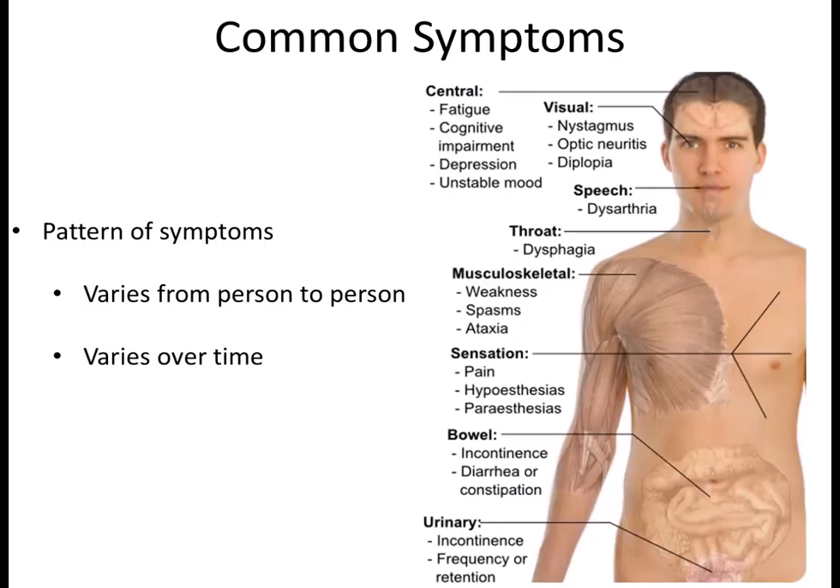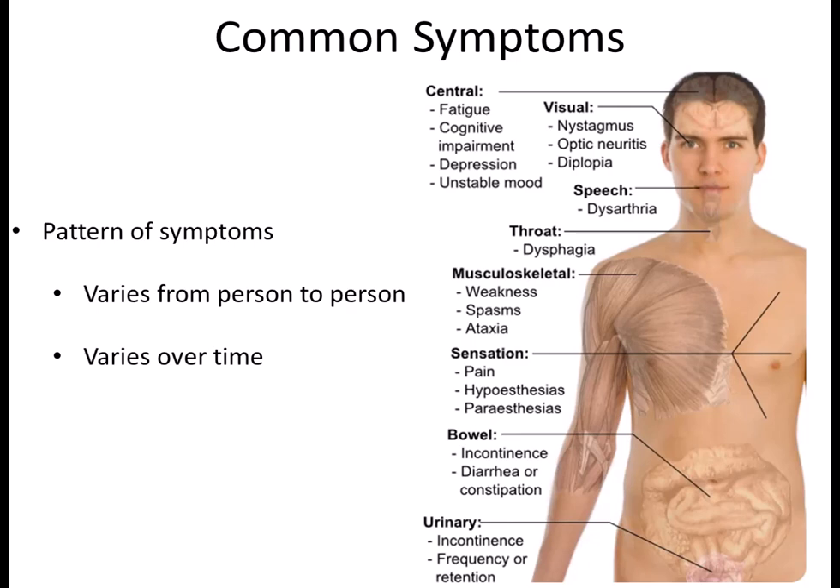This slide shows some of the common symptoms associated with MS. However, you should be aware of the fact that not everybody gets all of these symptoms. All the symptoms are going to vary from person to person, and they're going to vary over time. So as far as central issues, you can develop fatigue. There can be cognitive impairment, depression, unstable mood. You might have some visual issues with nystagmus developing or double vision, and difficulty seeing.